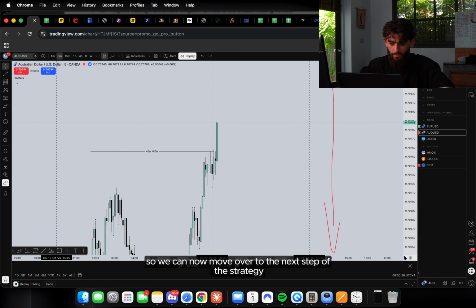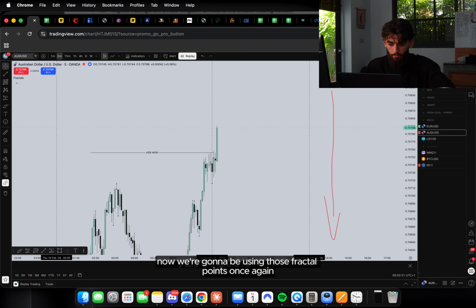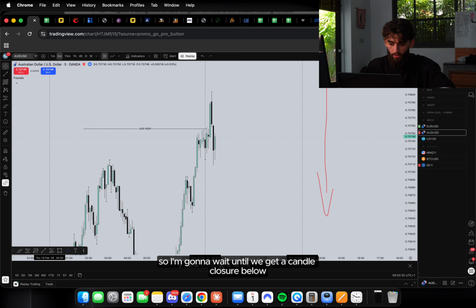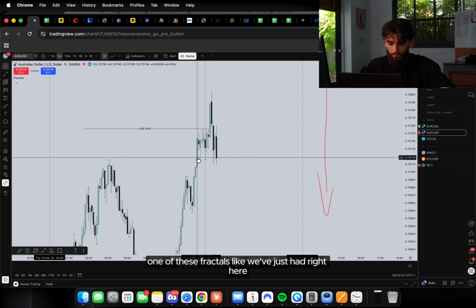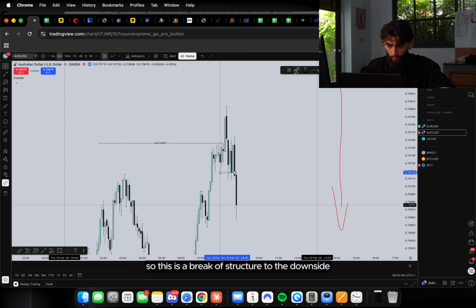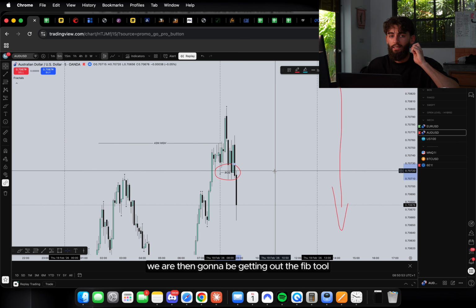So we can now move over to the next step of the strategy, which is the confirmation. Now, we're going to be using those fractal points once again as break of structure points for this strategy. So I'm going to wait until we get a candle closure below one of these fractals, like we've just had right here. So this is a break of structure to the downside, which is almost our final step on this strategy right here. We are then going to be getting out the fib tool.